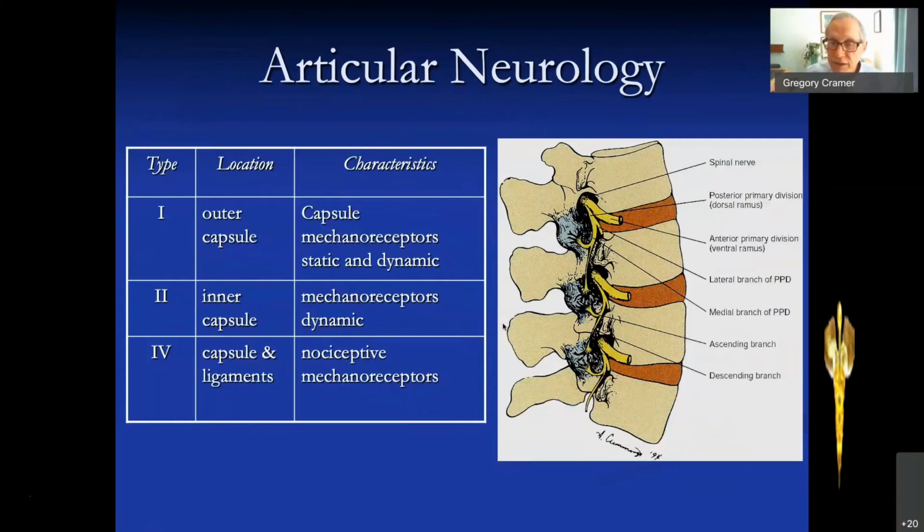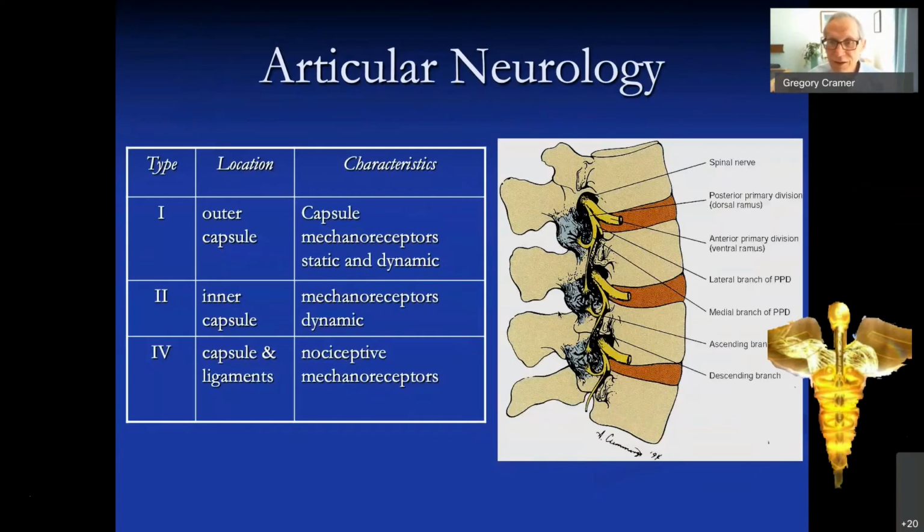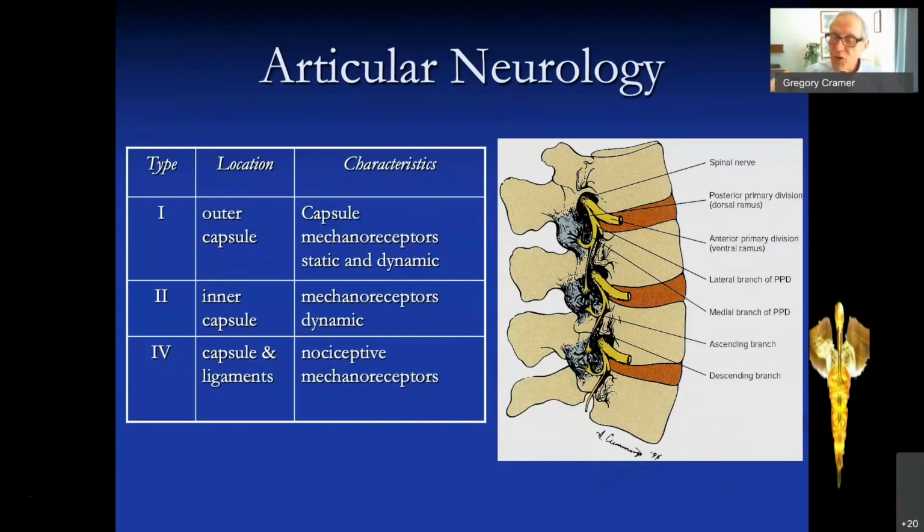He found 3 types of these. Type 1, he called the first type 1, they're in the outer Z joint capsule. And these are mechanoreceptors that are firing all the time. So right now you're trying to sit as still as you can. Pop, pop, pop, pop, pop. These are firing all the time.